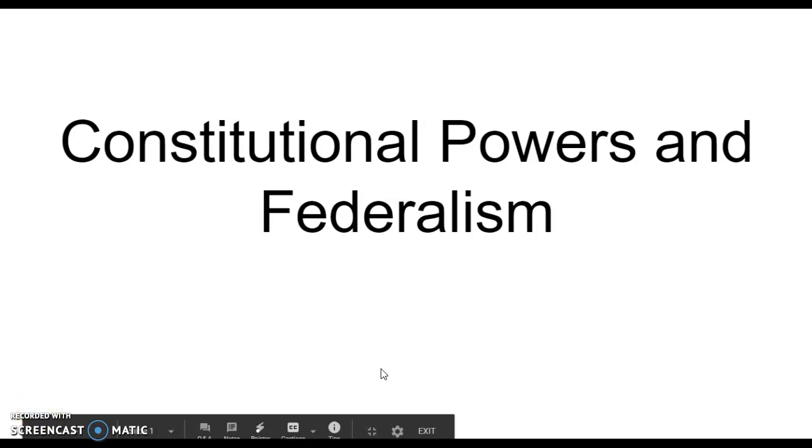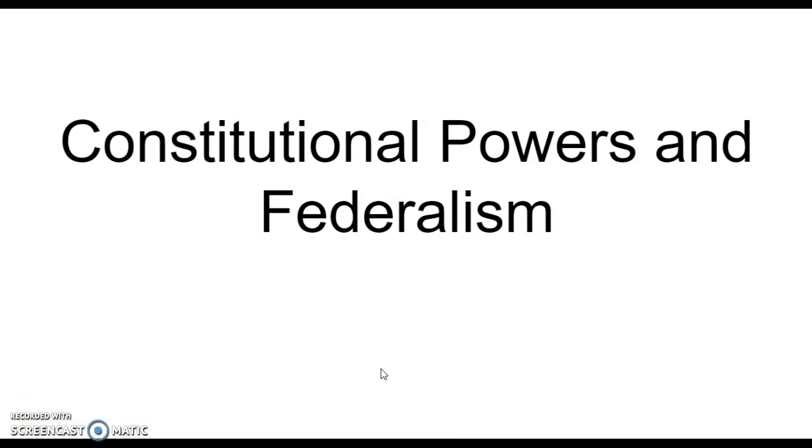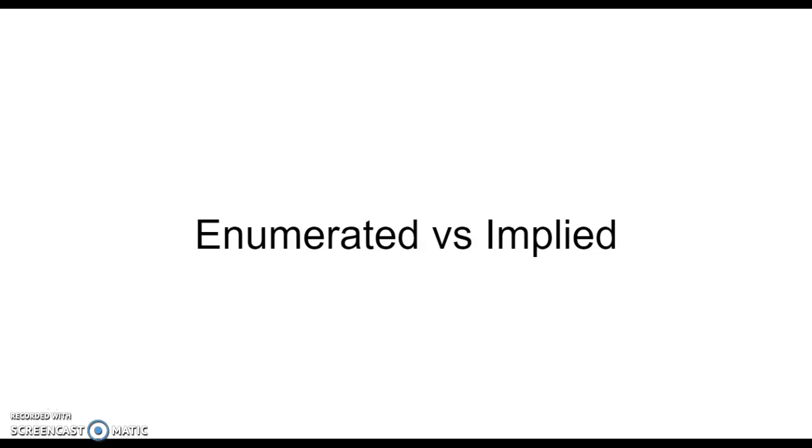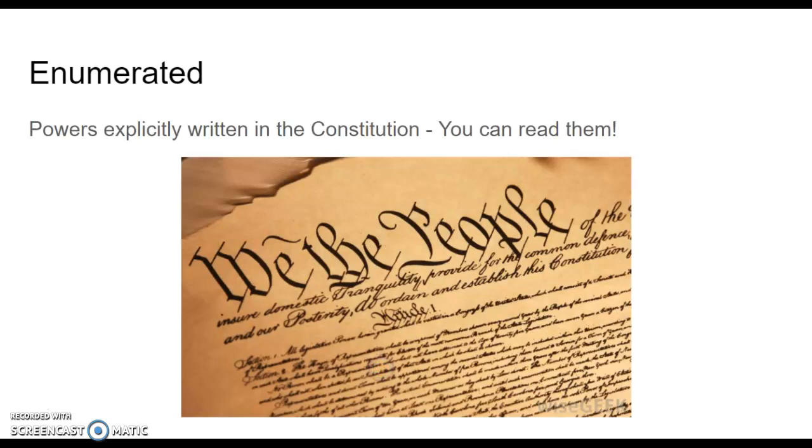Today we're going to talk about constitutional powers and federalism. The first thing we need to talk about are different types of powers that are identified within the Constitution. The first are enumerated powers, and then the second are implied powers.